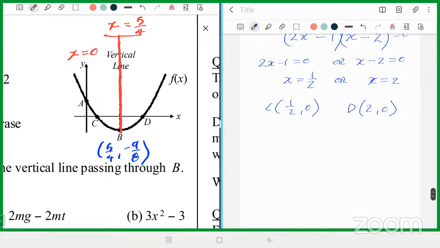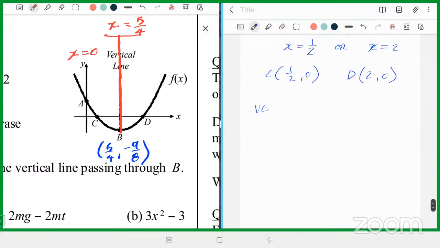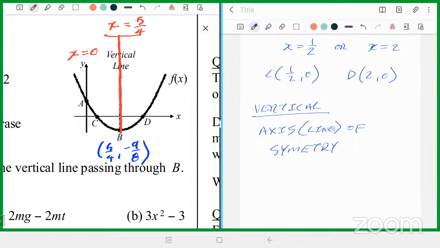So let's write it down. The vertical line is called the axis, or sometimes called the line of symmetry. Now, some people spell symmetry with 2 M's, doesn't matter, 1 M or 2 M, depending on whether they're using American spelling or the English spelling. And sometimes in CSEC you see the word symmetry with 1 M, sometimes you see it with 2 M's. All right. So the axis of symmetry is the name of that line.